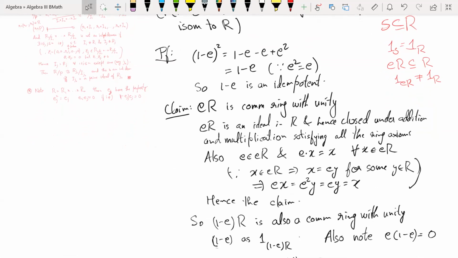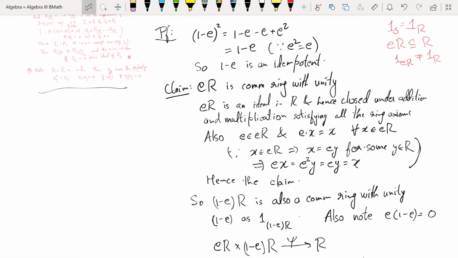And one other observation which I said was that if you multiply E and 1 minus E, you get 0. We observed this in this particular example, but it is true more generally because you just expand it. This is just E minus E square, which of course is 0, because E square is the same as E. So we see that the product of E times 1 minus E is 0 as soon as you assume E is idempotent. We are not dealing with a particular example.